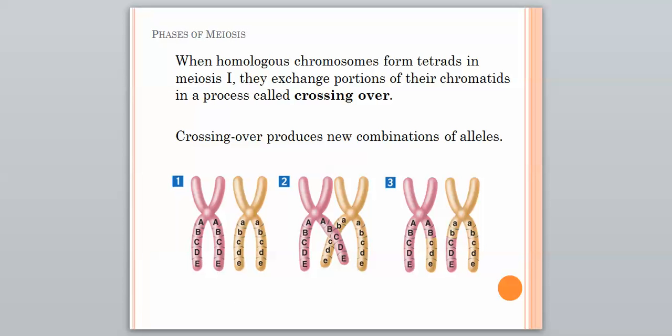And when homologous chromosomes form tetrads in meiosis 1, they exchange portions of their chromatids in a process called crossing over. And crossing over produces new combinations of alleles. If we look right here, we have A and B, and then they cross over, and you can see a portion from our brown chromatid has moved to our purple, and a portion of our purple has moved over to our brown.